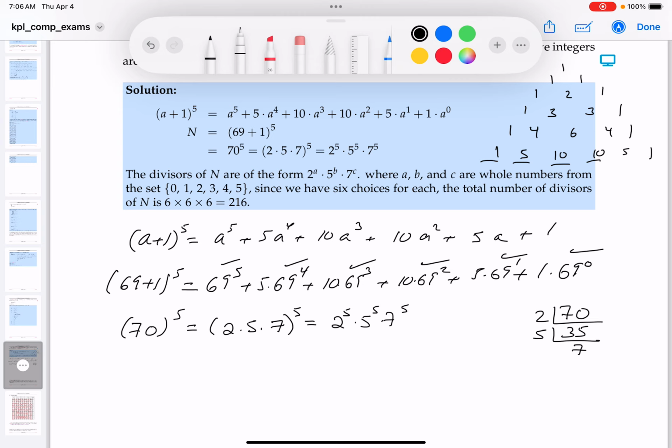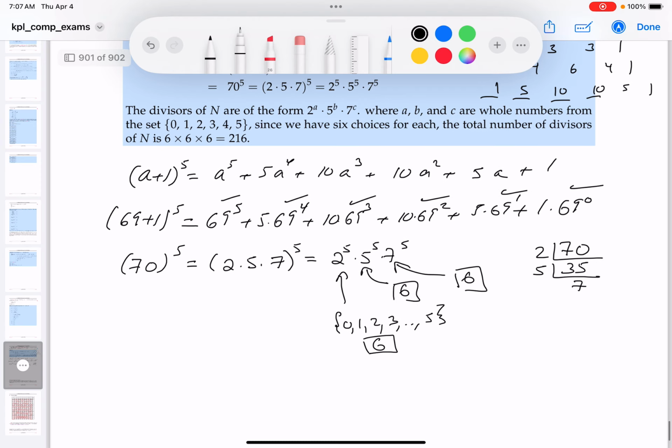Now, for divisors of n, I would have the following choices for this one over here: 2 to the 0, 2 to the 1, 2 to the 2, 2 to the 3, and so on, all up to 5. So there's 6 choices there, all right? How many choices here? It's the same, 6 choices. How many choices over here? 6 choices. How many choices in all? It's a product. 6 times 6 times 6, or 6 cubed, is the total number of choices.